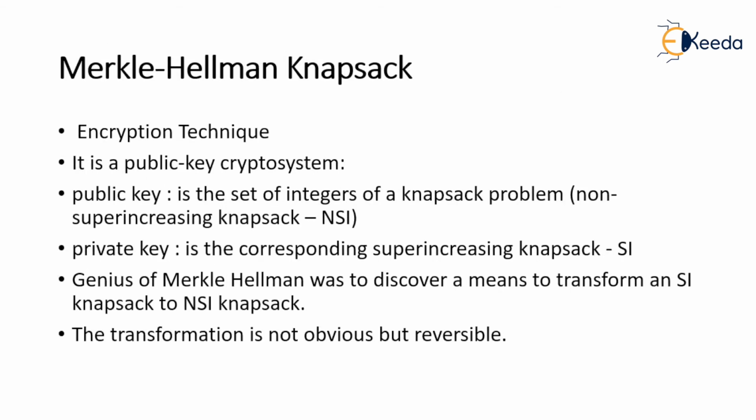How does the encryption technique take place with the knapsack? It is a public key cryptosystem. Here, the super increasing knapsack is considered as the private key, and the non-super increasing knapsack is considered as the public key. So generally, we are given the super increasing knapsack, and from it we have to find the normal knapsack, which will give you the public key. The genius of Merkle and Hellman was to discover a means to transform a super increasing knapsack into a non-super increasing knapsack, which gives you the private and the public key respectively. The transformation is not obvious but reversible.